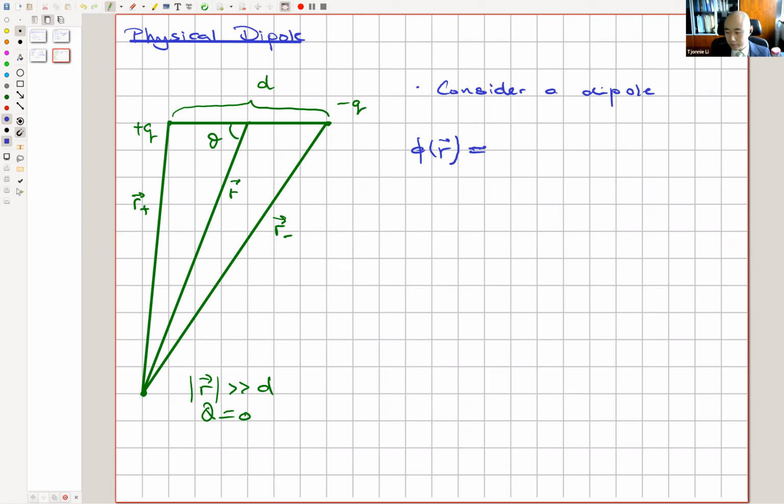I'll give people a minute or two. So Alex is saying K_E times Q over R plus, sorry, Q over R plus minus Q over R minus. Okay. Anyone agree? Disagree?